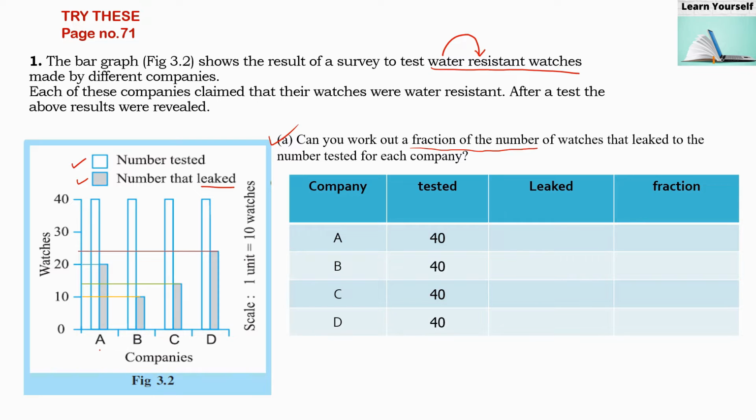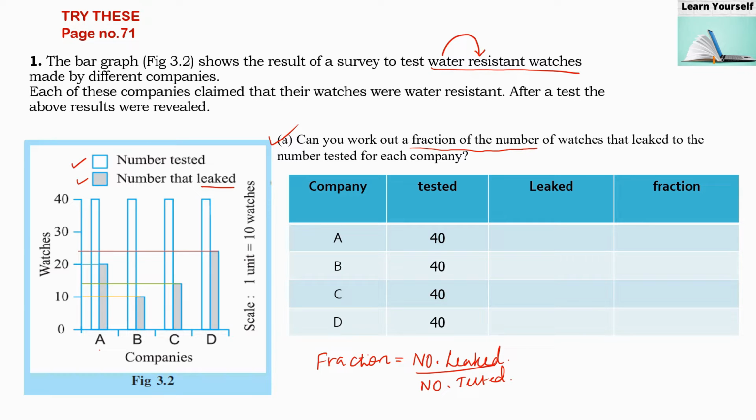So we have to write the fraction here. And what fraction do we need to write here? The number of the watches that leaked. So here the number of watches which leaked, we have to write above the number of watches which were tested for this experiment. So this fraction we have to find out for all four companies.